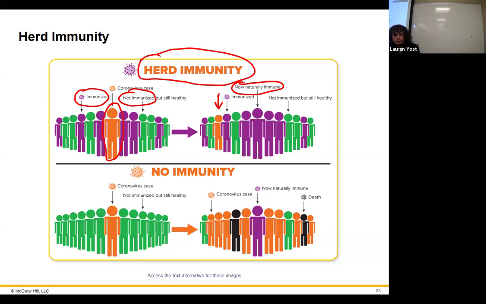You can see down here at the bottom, same situation, but nobody has any immunity. This guy did survive it, so he has natural immunity. Now all these other people are sick, and some people are even dying. Look how many more people actually got sick from it, and some people even died this time. That's something to be aware of.